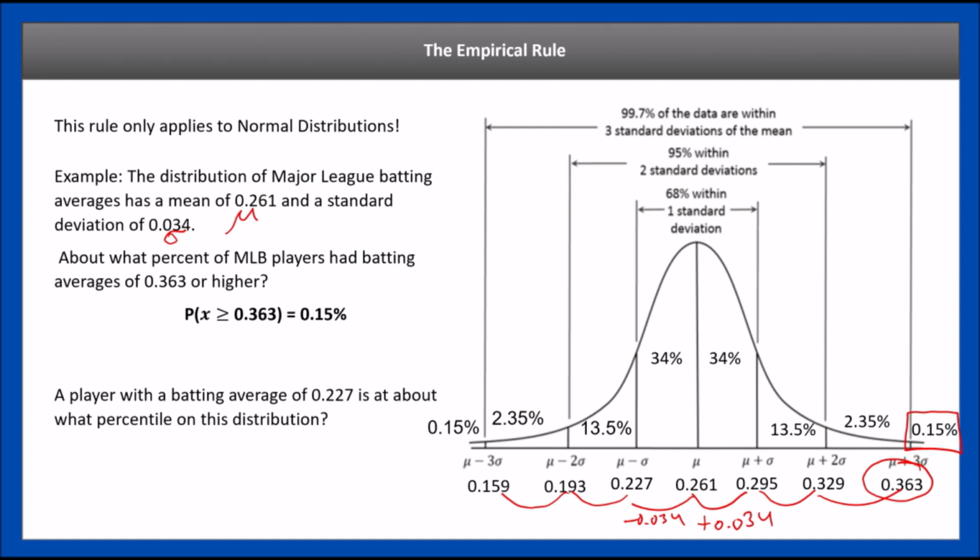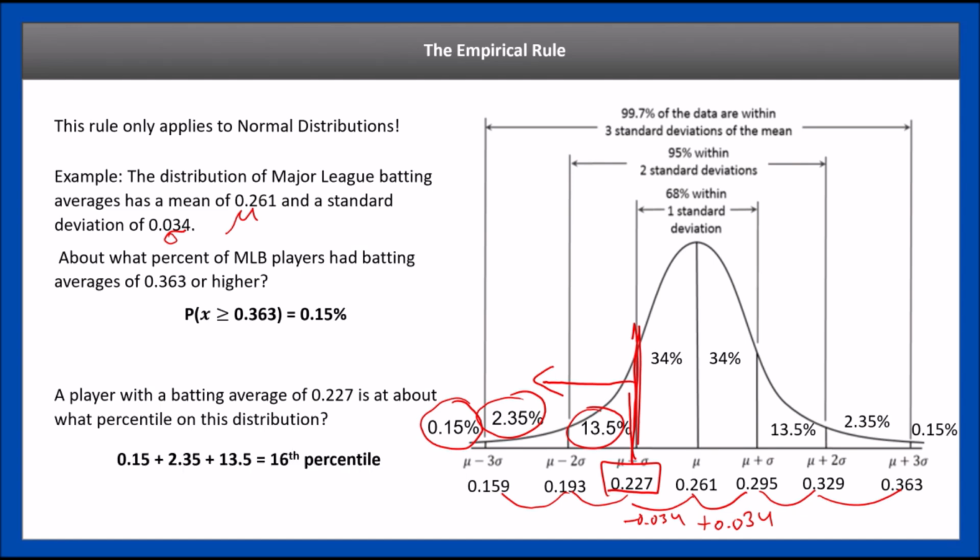Now, we're looking for 0.227. It says a player with a batting average of 0.227 is about what percentile? So 0.227 is, well, we know it's here, right? So the percentile is the percentage of people that are at or below, right? And so we need to add these 3 areas to get the percentile, the area to the left of 0.227. So it's going to be adding those 3 numbers, and that's going to be 16%. So we're at the 16th percentile.